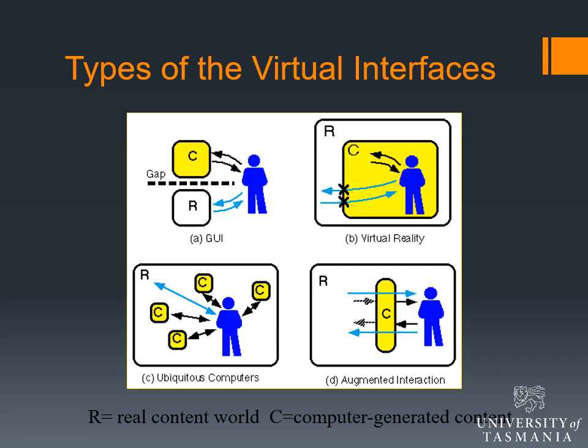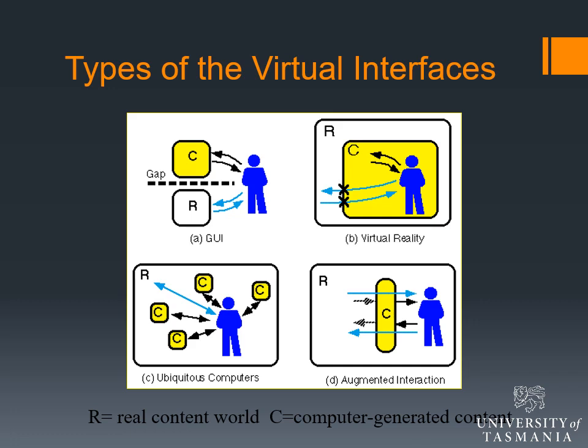The capital C in the yellow box is the computer, the computer-generated content. And capital R is the real world, where the contents sit. In the top left-hand corner, that's a GUI, graphical user interface. The humans are in blue, of course, and you can see here there is clear communication between the human in the blue and the computer contents, just like your laptop.